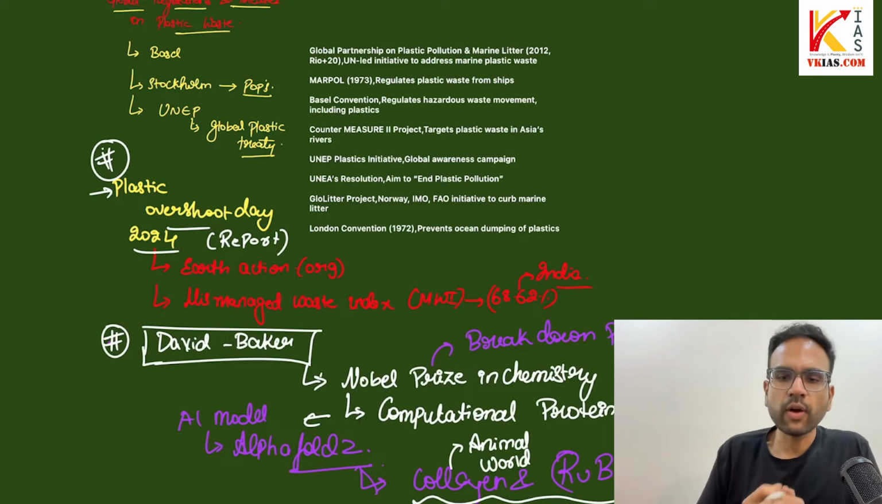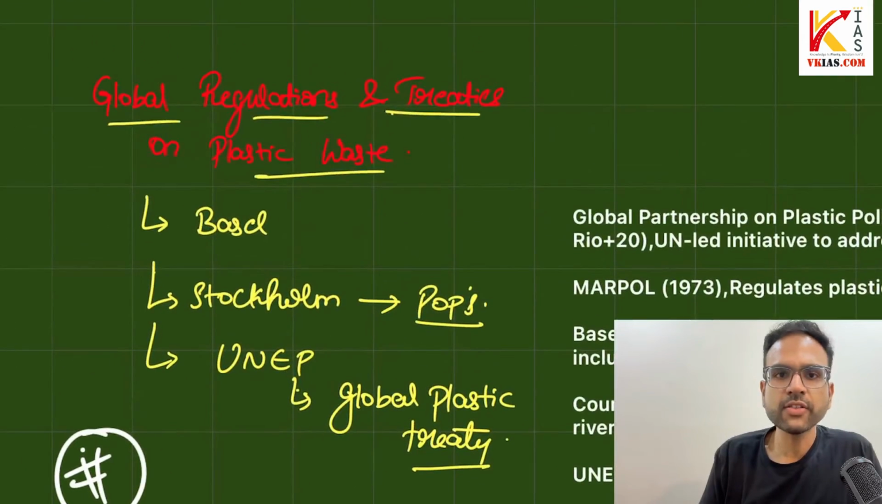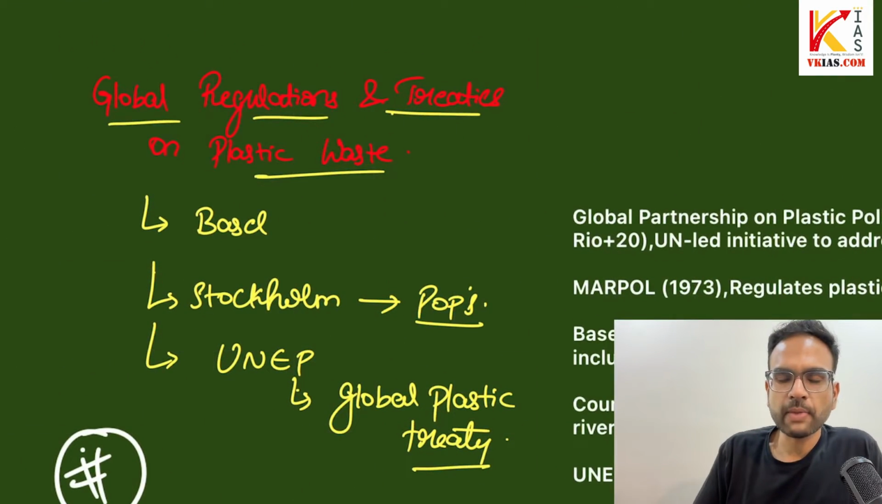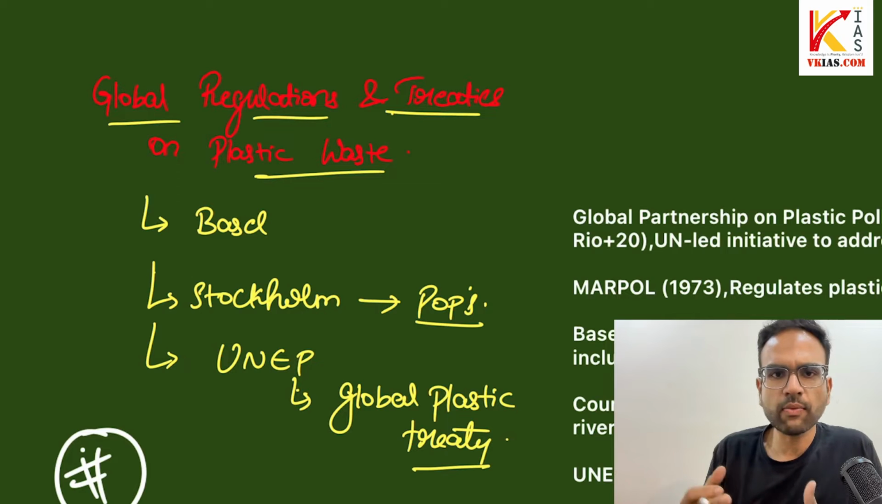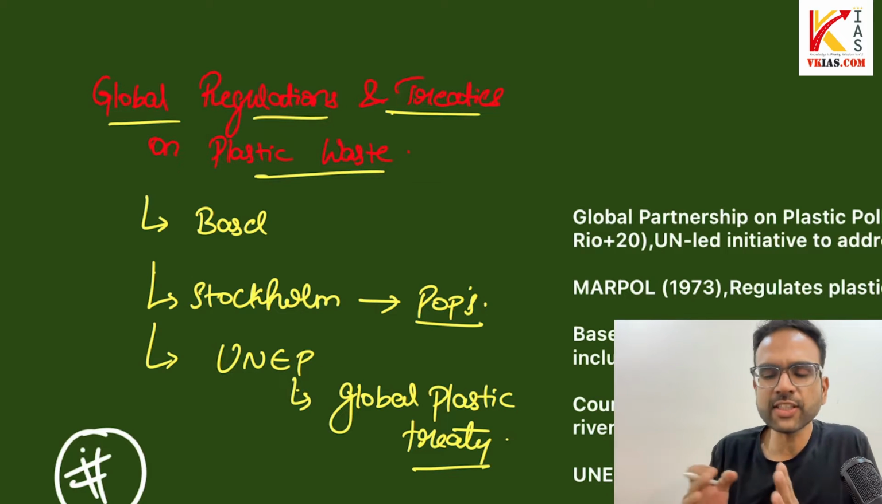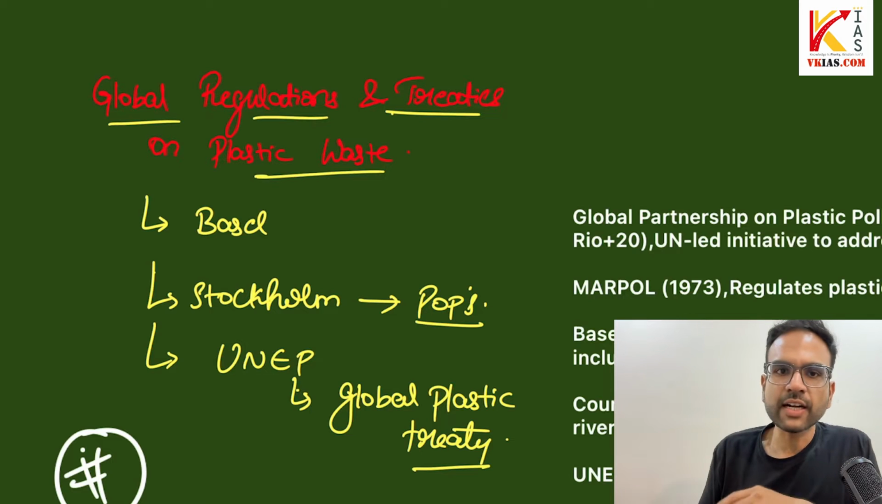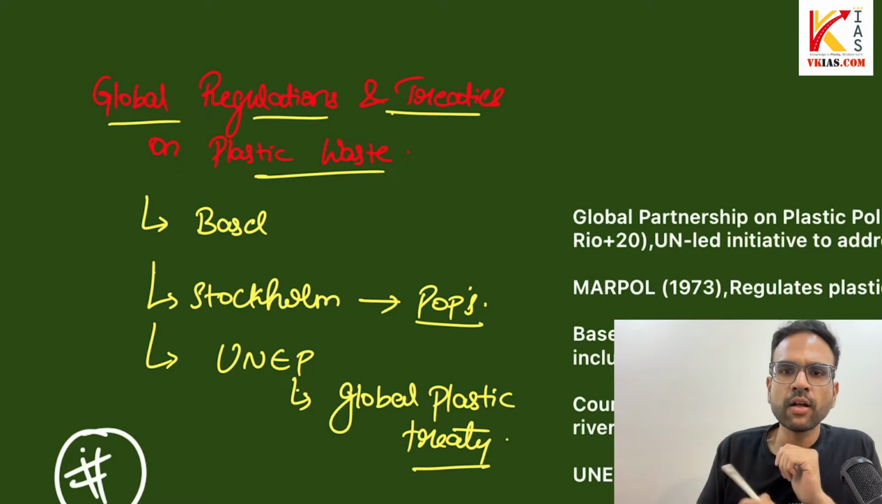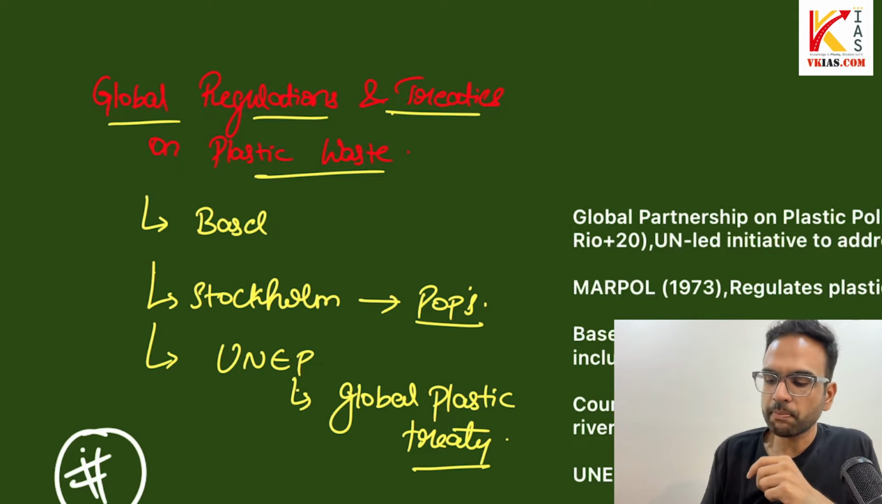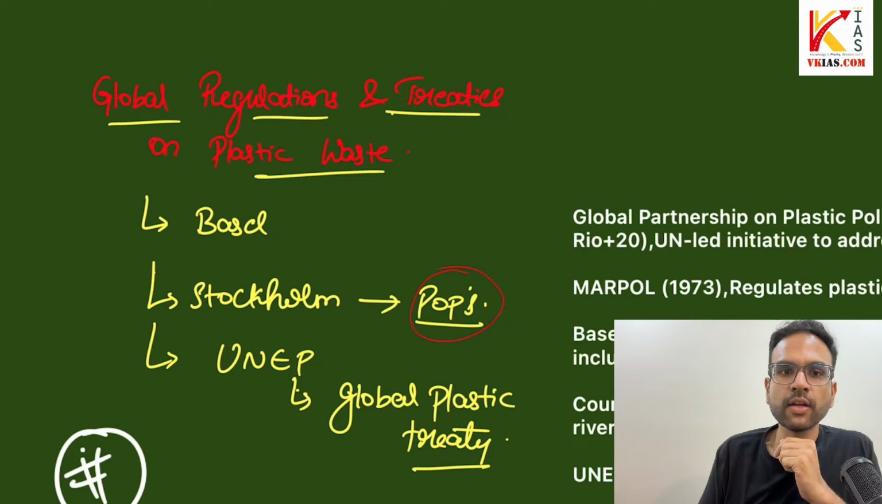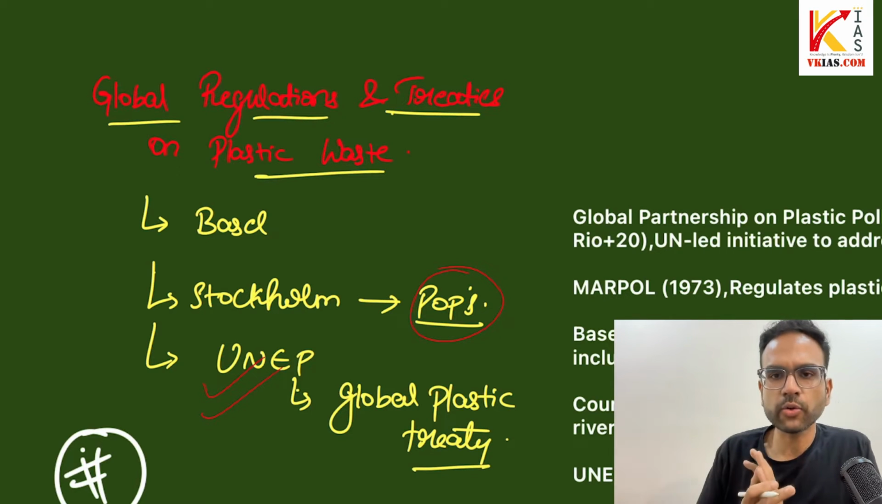This is where we have to understand the global regulations and treaties associated with plastic waste, which I think you must have already covered in your basic classes. But just a quick overview. We have, broadly speaking, certain regulations at the global level like the Basel Convention, the Stockholm Convention for persistent organic pollutants, and then you have the UNEP's ongoing global plastic treaty, which has not come to a conclusion.